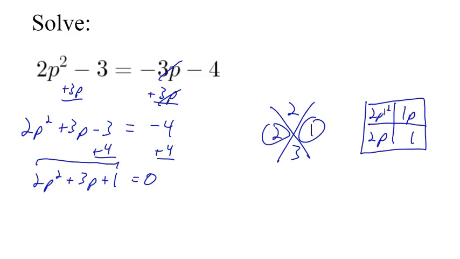To get 2p squared, that would be 2p times p. Well, I'm going to line up the 2p above these 2p's here, so I don't end up with a fraction. So I have p times 2p equals 2p squared. P times 1 is 1p. And 2p times 1 equals 2p. And 1 times 1 equals 1. So we have our factors.